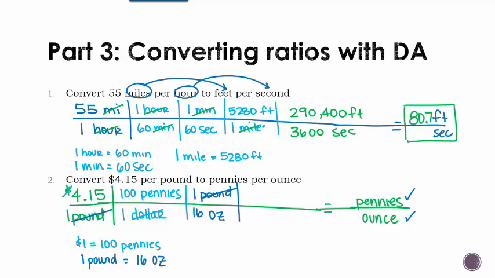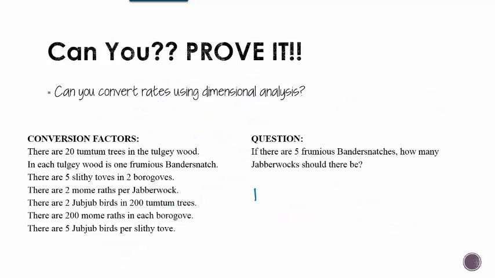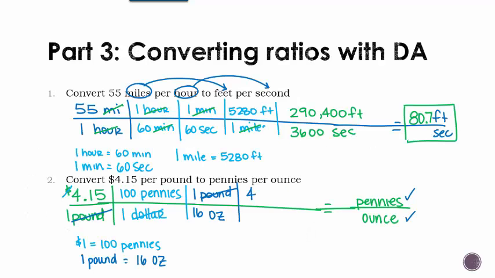That's what we want. So all we got to do is multiply what's on the top. 415 times 100 is 41,500 pennies. And then on the bottom we have 1 times 1 times 16. So if we divide, we end up with 25.9. So $4.15 per pound is the same as 25.9 pennies per ounce.